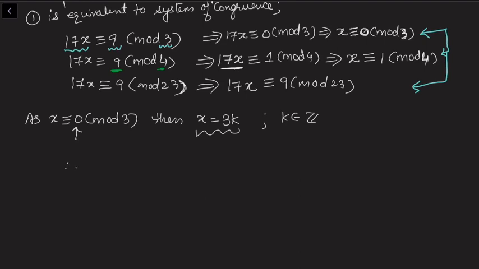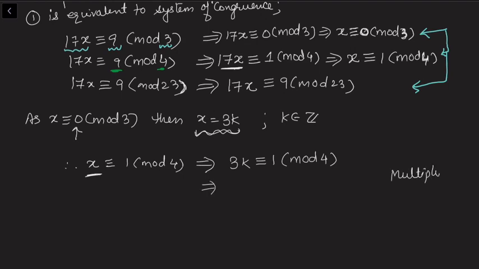Now similarly, from the congruence x is congruent to 1 modulo 4, which is the second congruence, we substitute this x here in the second congruence. So this means 3k has to be congruent to 1 mod 4. And so from here you can multiply both sides by 3. So you will get 9k congruent to 3 modulo 4. We can always use this property that if A is congruent to B modulo n, then AC is congruent to BC modulo n.